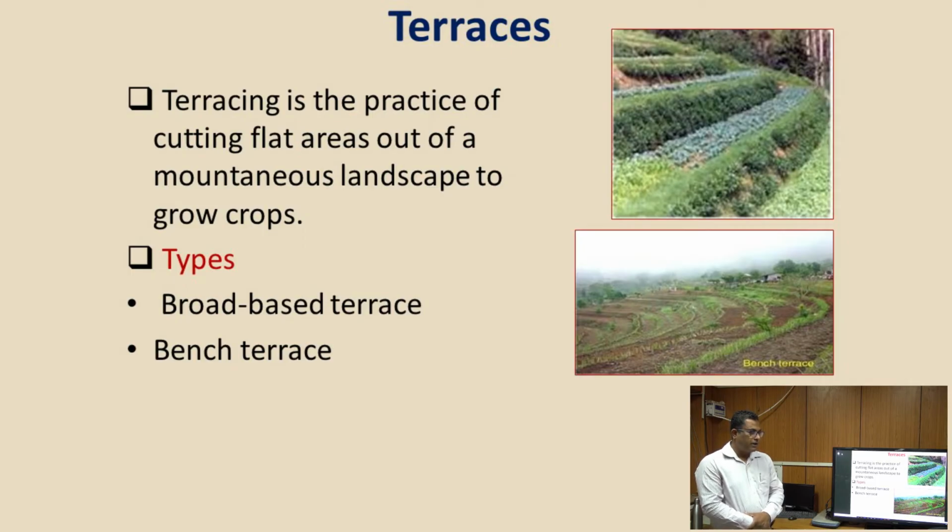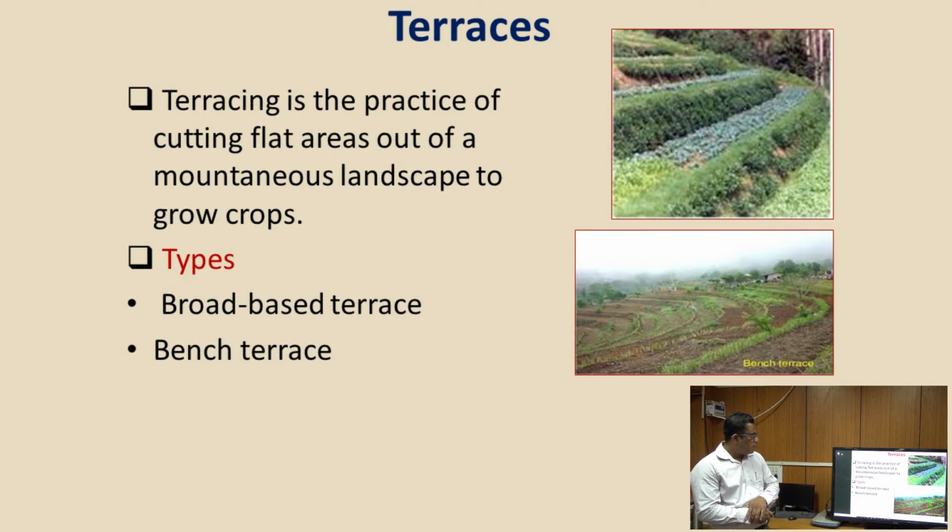Second mechanical or engineering measure is terraces. Terraces are nothing but platforms of nearly leveled surface constructed on a hilly terrain. What we do here is the length of slope of the land is reduced, shortened by some cut and fill. On the upstream side we cut some land, and the same soil is put on the downstream side, so that we can have a more or less leveled surface.